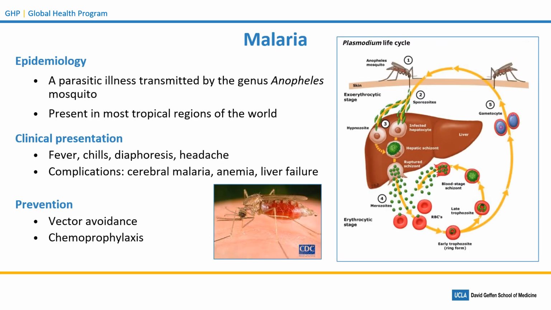You've all learned about malaria, a parasitic illness which is transmitted by the mosquito and which is present in most tropical regions of the world. The clinical presentation can be fairly mild with fever and chills, but we all know that you can develop very serious complications, which can include cerebral malaria, anemia, and liver failure, which is why vector avoidance and chemoprophylaxis in certain parts of the world is so important.